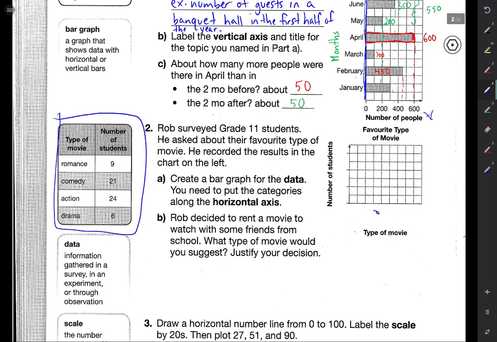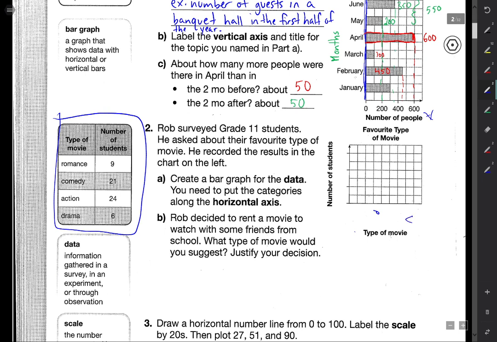So remember, horizontal, that's like the word horizon. Horizon is where the sun comes up and goes down. So the horizontal axis would go from left to right, or in other words, it would be the one down here. So we need to put some categories on this axis. Well, the categories we have are the types of movies. So let's just put these in here. We got romance, we got comedy, we have action, and we have drama.